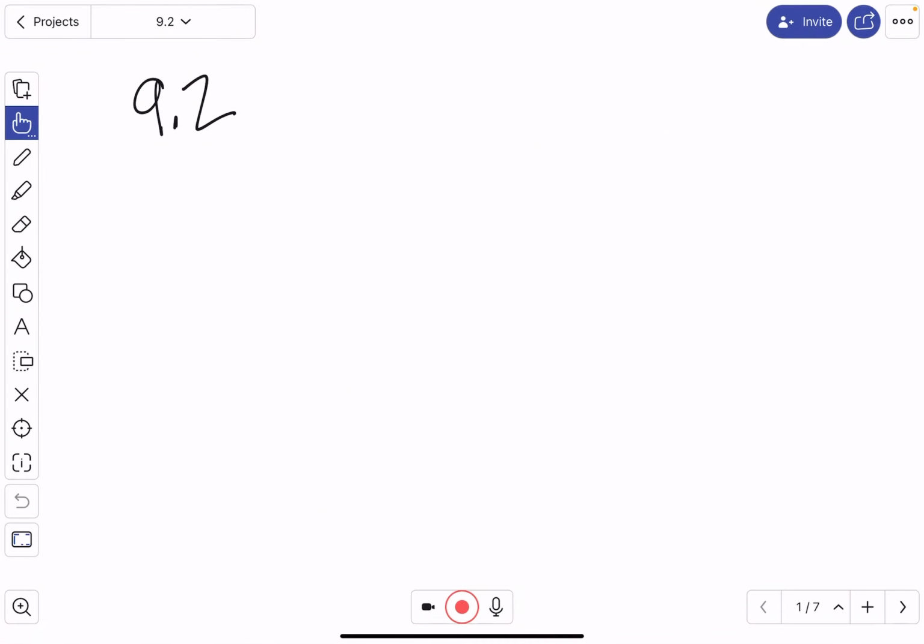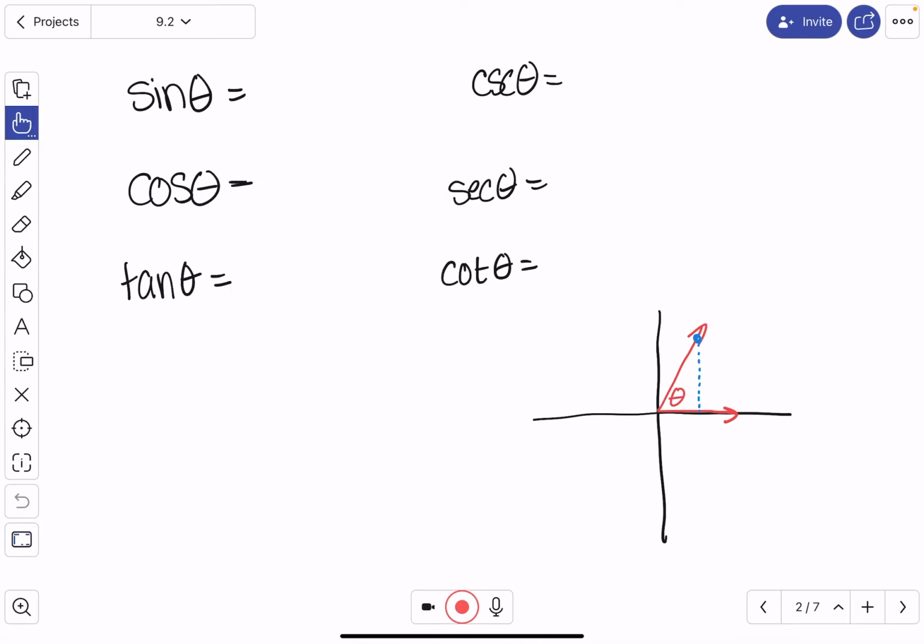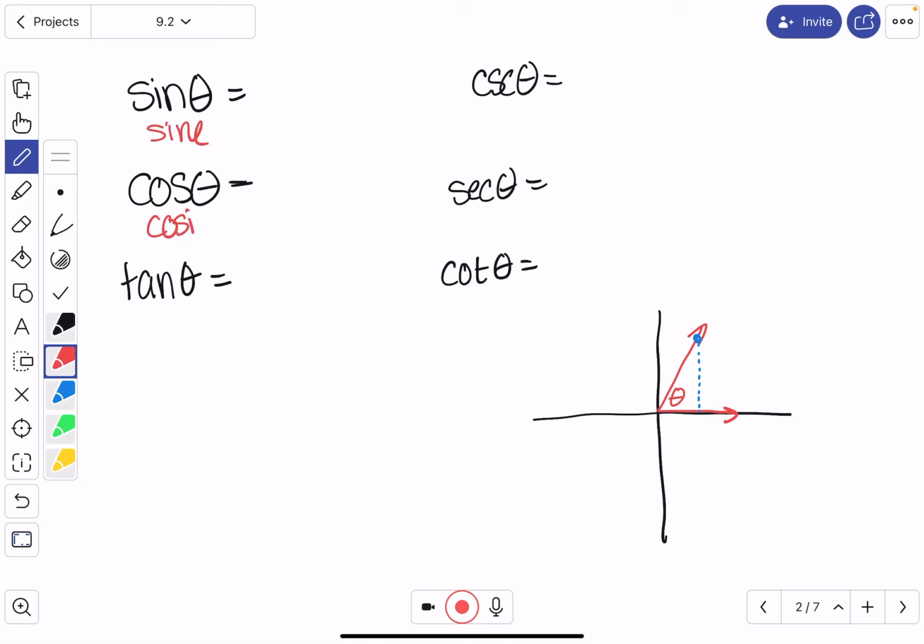Okay, so for 9.2, we're going to introduce or maybe refresh on some trigonometric functions. So the 6 trigonometric functions are sine, cosine, tangent, cosecant, secant, and cotangent.